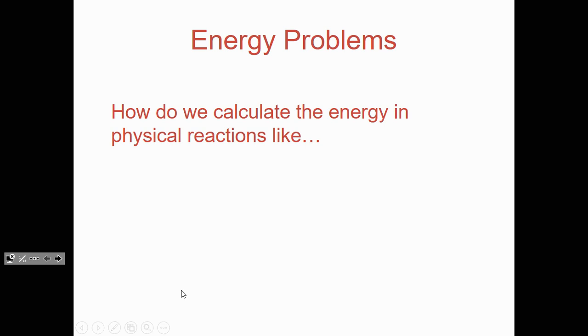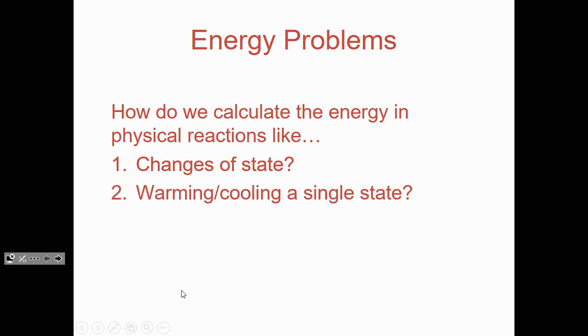Now, one of the things you need to understand is we've done some of this before, so really only some of this is going to be new. But when we look at how we calculate energy in physical reactions, one type of physical reaction that's specific to this chapter would be a change of state. We didn't look at how to calculate energies of changes of state back in our energy chapter, Chapter 5. So this one is actually going to be new. The second one, however, is exactly what we did.